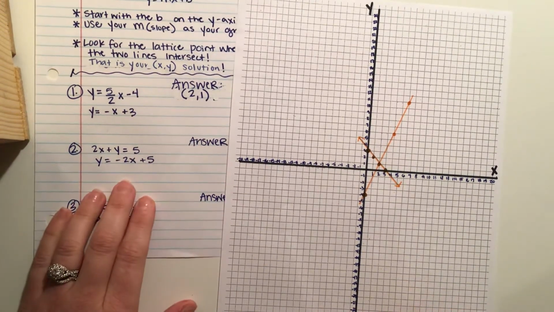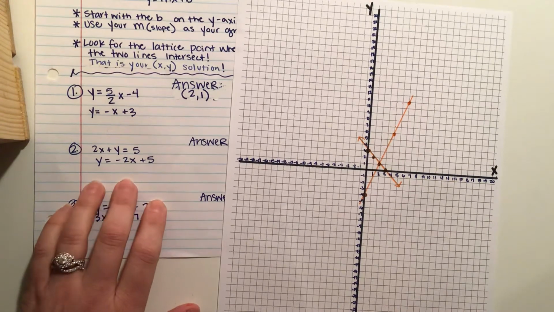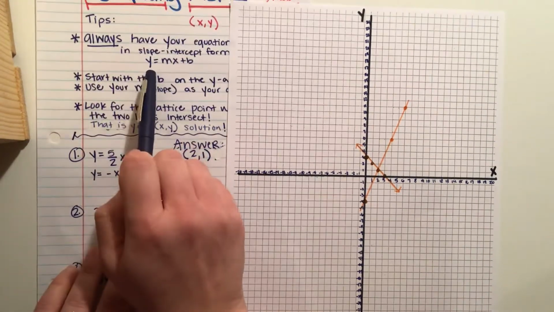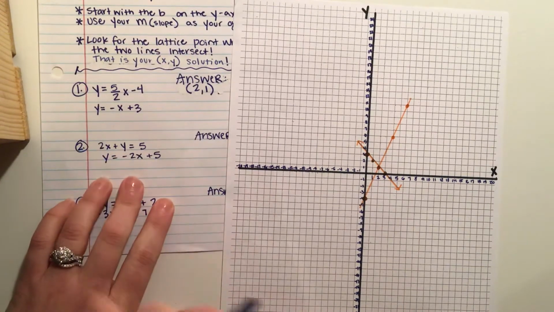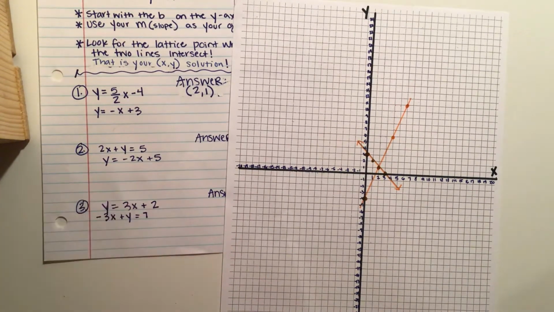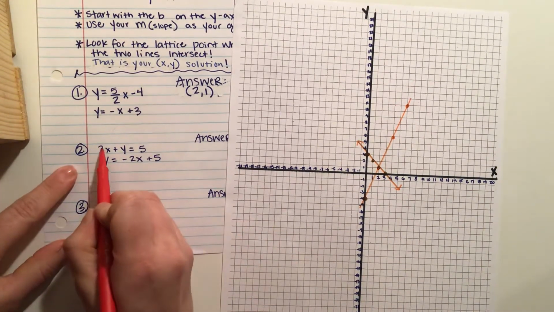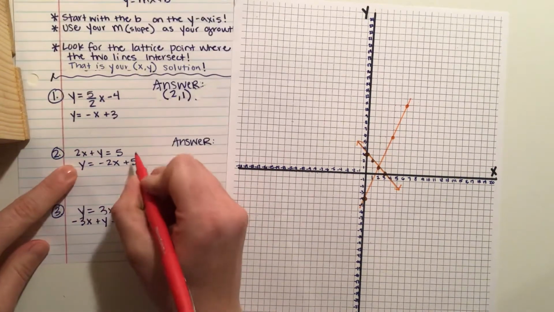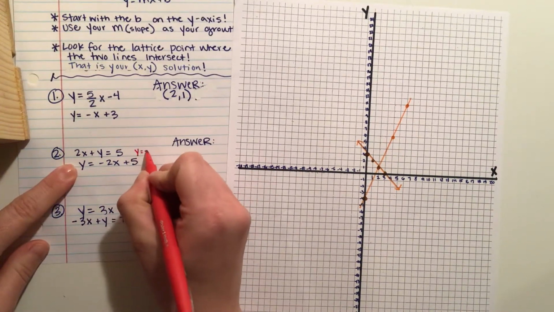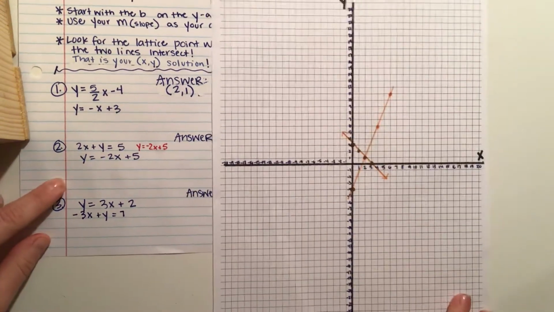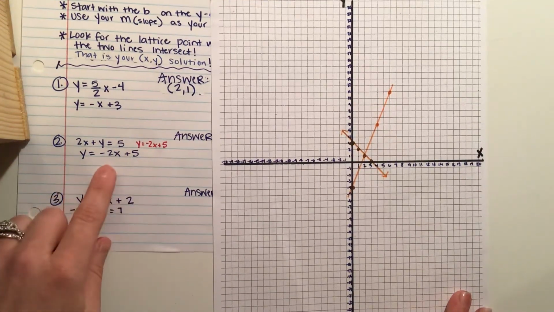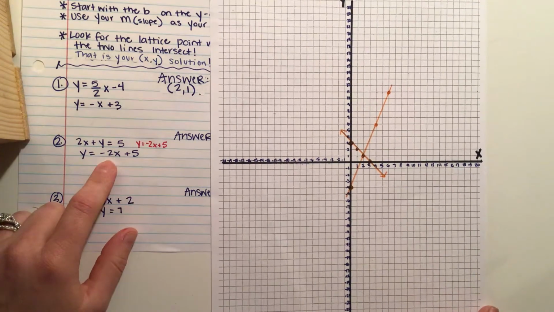Okay, so let's try one that isn't in y equals mx plus b. Remember, your tip says always have it in y equals mx plus b. So we need to change this one to y equals mx plus b. In order to do that, I need to subtract 2x on both sides. So this is going to be y equals negative 2x plus 5. You should notice something. This equation and this equation, they are identical.